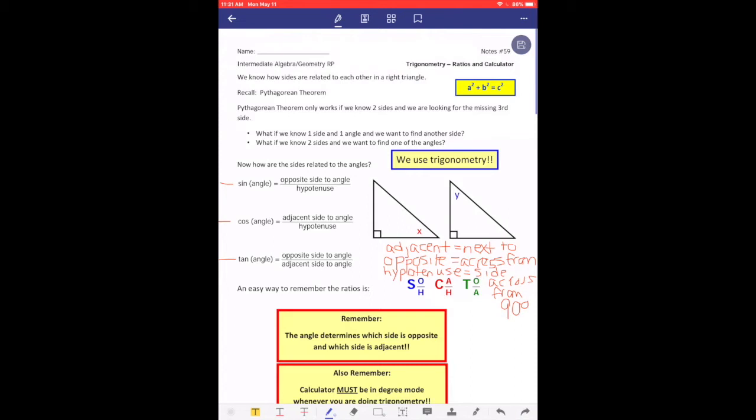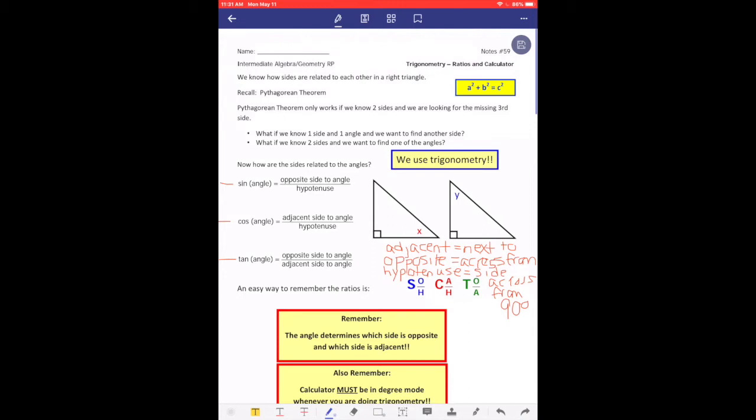So we'll start with the sine ratio. It says the sine of an angle equals the opposite side to the angle over the hypotenuse. Cosine of an angle is the adjacent side to the angle over the hypotenuse. And tangent of an angle equals the opposite side to the angle over the adjacent side to the angle.